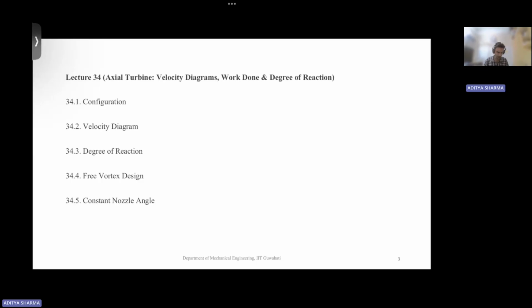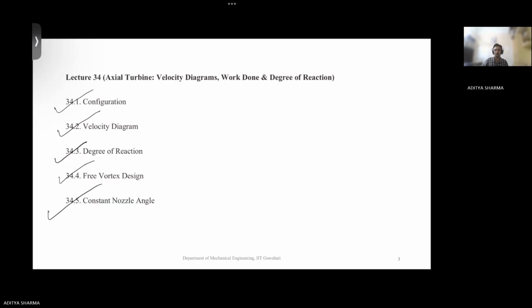Then lecture number 24 is there. In lecture number 24, you have first the configuration of your axial turbine, then velocity diagram, then degree of reaction, what is free vortex design, and then constant nozzle angle. So for constant nozzle angle, what condition we need, and for free vortex design, what condition we need.